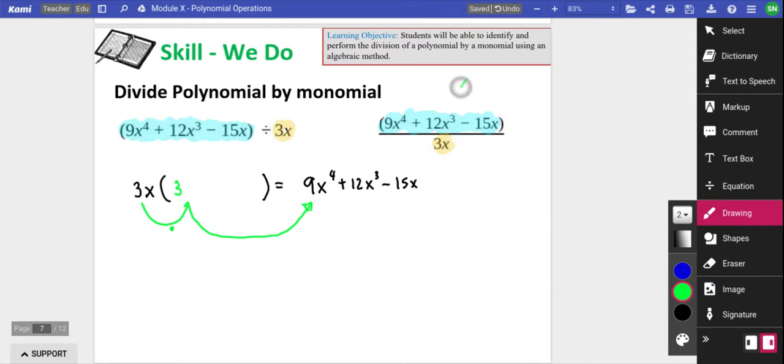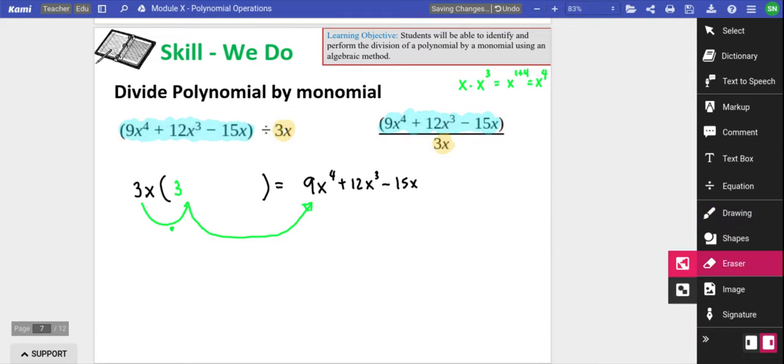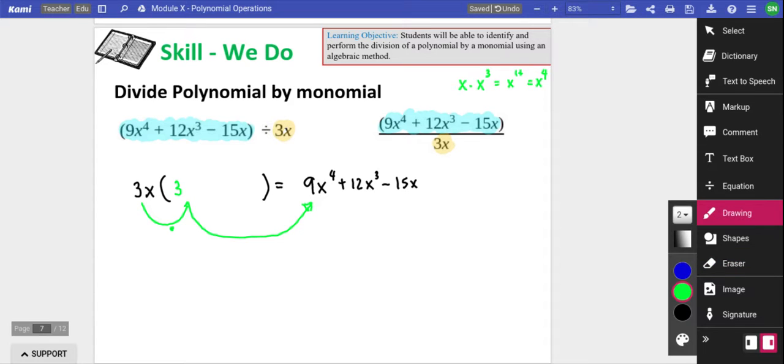Now, remember, x times x to the third power would be x to the 1 plus 3. We add the exponents, and we get x to the fourth power. Wait, this was a 3. Therefore, this would be x to the third power.